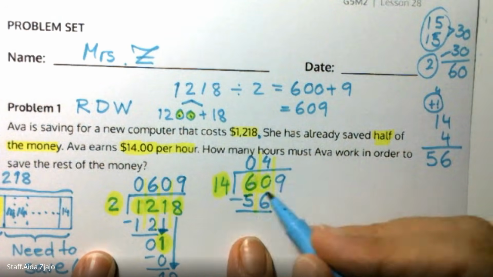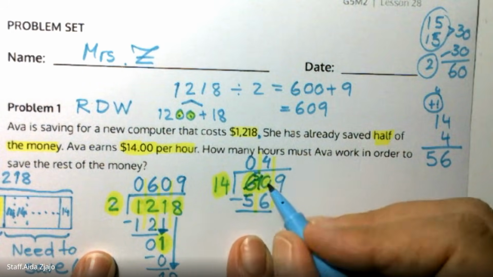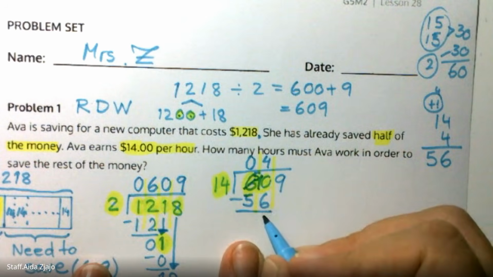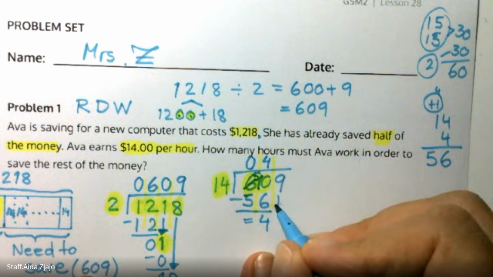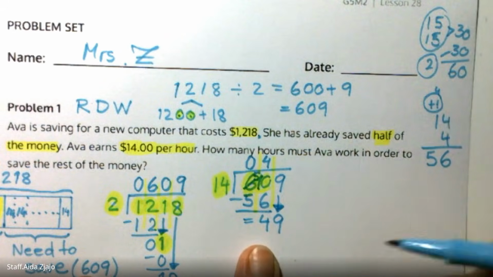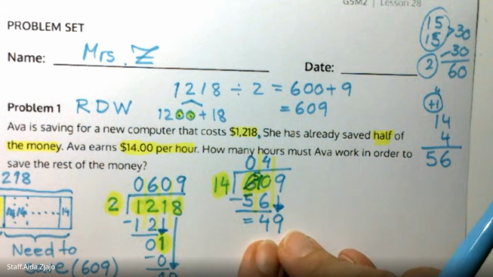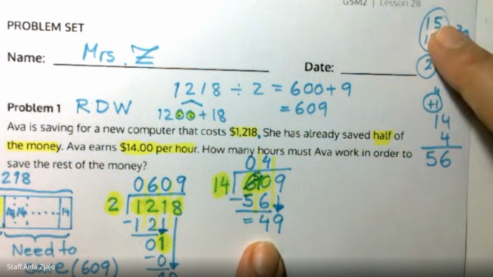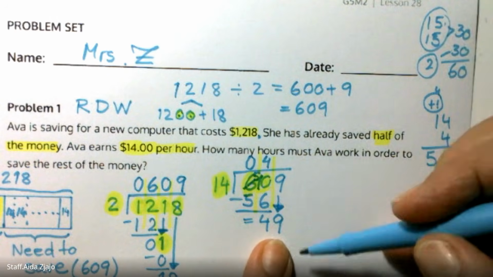So when I subtract, I can regroup, make that 10 ones. 10 minus 6 is 4. 5 minus 5 is nothing. But I'm not done with ones. So I'm going to have 4 tens and 9 ones. And I'm thinking, how many 14s are in 49? So you can look at this. Then in 30, there are 2. And you have here 49.